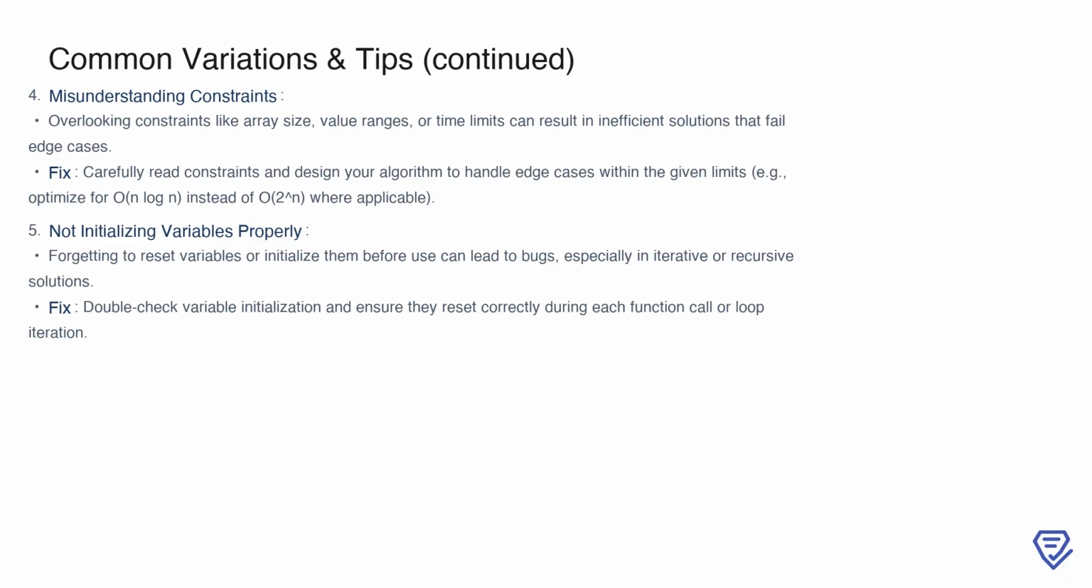complexity. Another potential oversight is not properly initializing variables. This mistake can cause bugs, particularly in iterative or recursive solutions, where variables might retain incorrect values from previous iterations. To avoid this, always double-check that variables are initialized and reset appropriately during each function call or loop iteration. These small adjustments can make a big difference in ensuring your code runs correctly and efficiently.